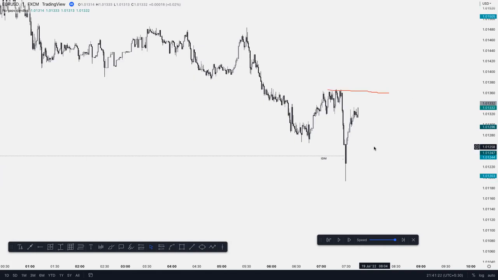Okay, so where is our first high which must be taken out to confirm that the structure has changed, or we should sell or buy, and where can we buy?